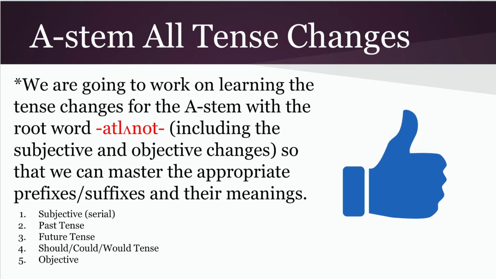So, like I said, we are going to use a sample verb, and it is the verb highlighted in red. It's udlanod. It means to play or to make music. We're going to learn about the subjective, which we also call the serial. That is one set. We're going to learn the past tense. That is the second set. We're going to learn the future tense. That's the third set. The fourth set is the should, could, or would tense. And then the last set is the objective. So that is what we're going to learn in this video.